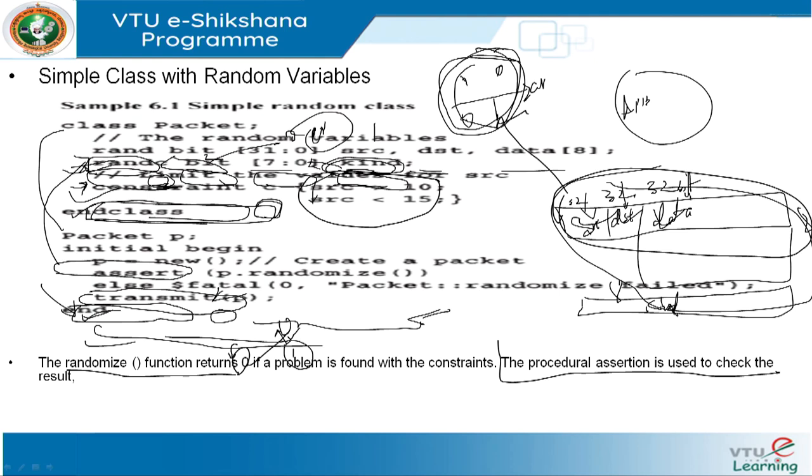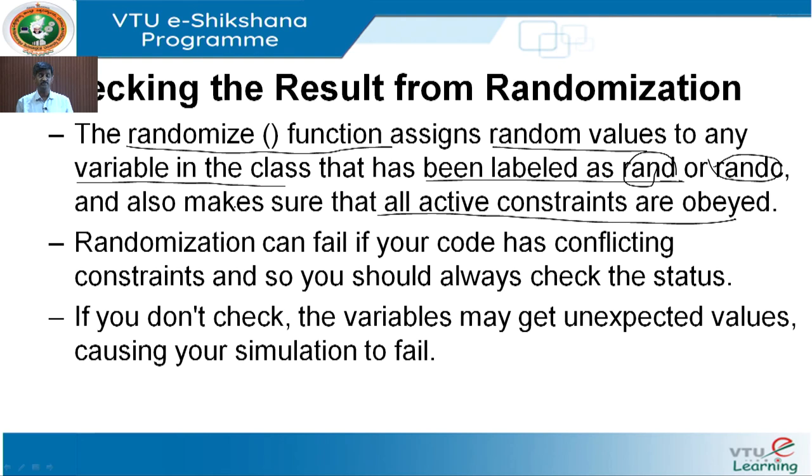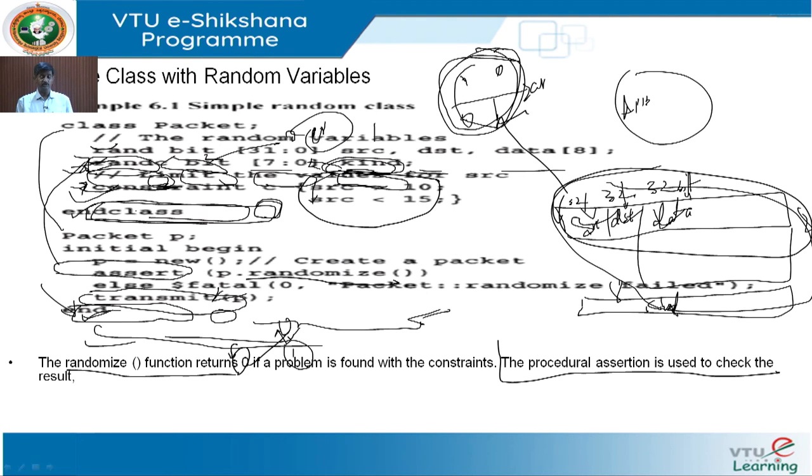The rand will assign randomized values for source and destination. This is only a declaration, a data type declaration. Where you are generating a value, you are generating it at randomize. Then randc, and if you have a different constraint, this constraint is also considered. This is the active constraint.